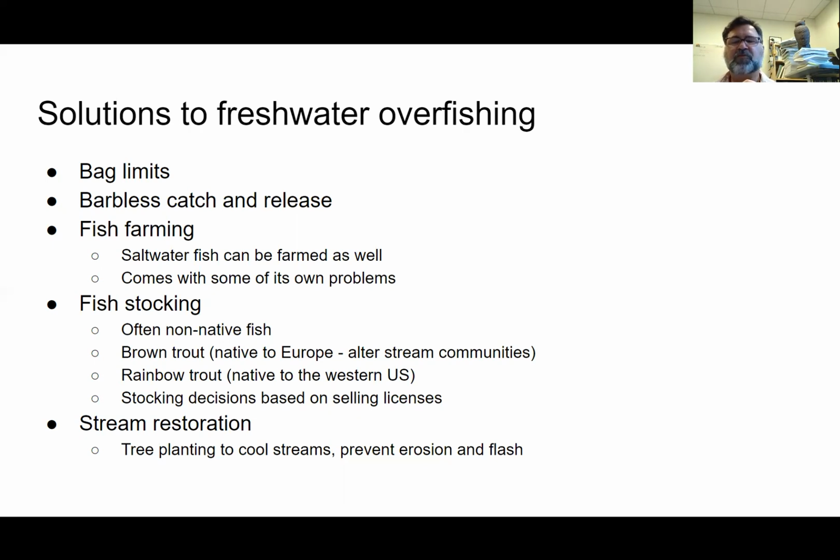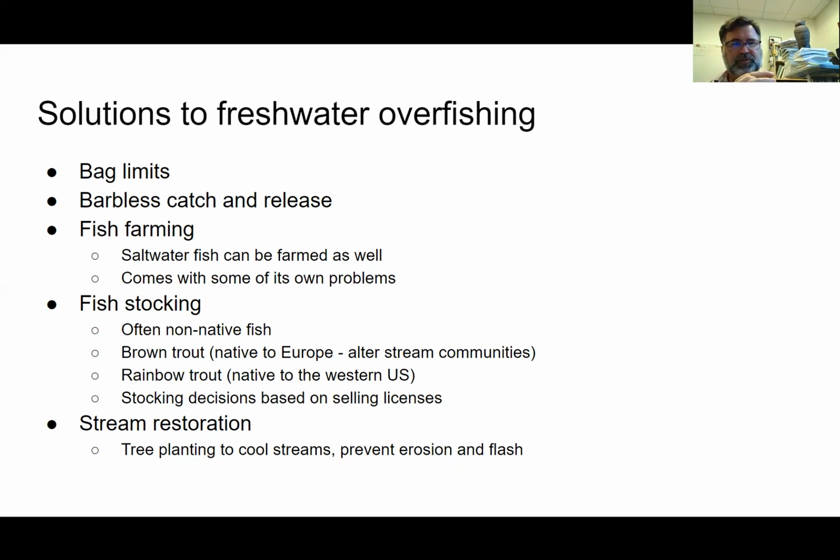And then we have fish farming for things like tilapia and catfish. And I would like to point out that this is one of the solutions that you find in saltwater as well. Salmon farming is a big thing. And I just want to point out that fish farming comes with its own problems because you have a large number of fish packed tightly together. And anytime you have very dense populations of organisms, you're going to have disease and pollution problems.